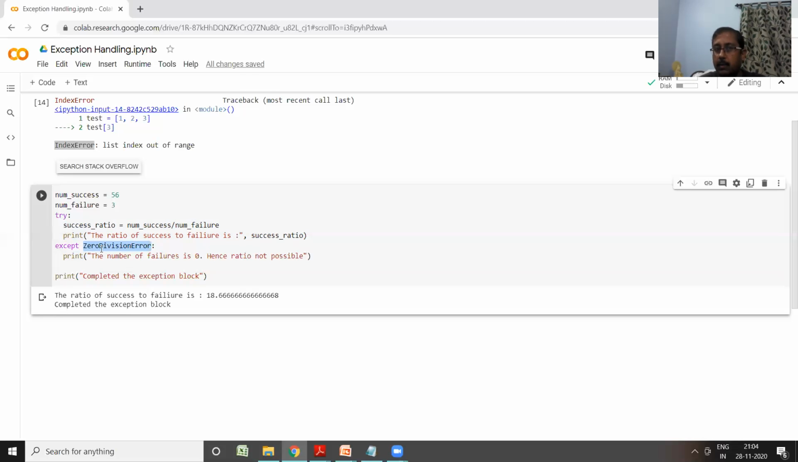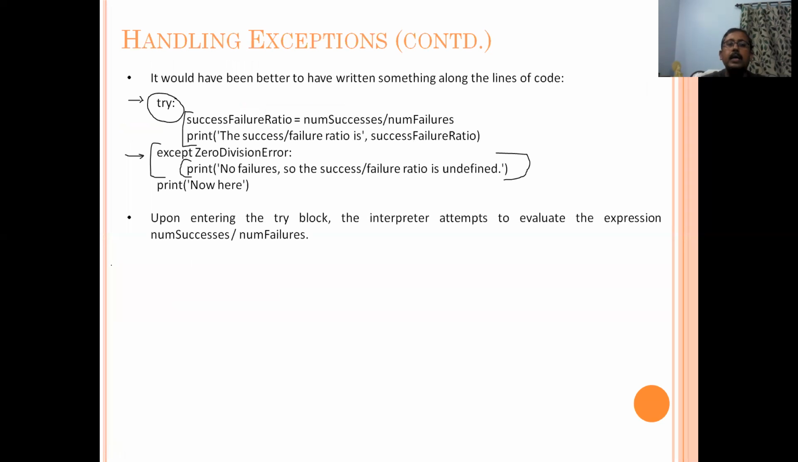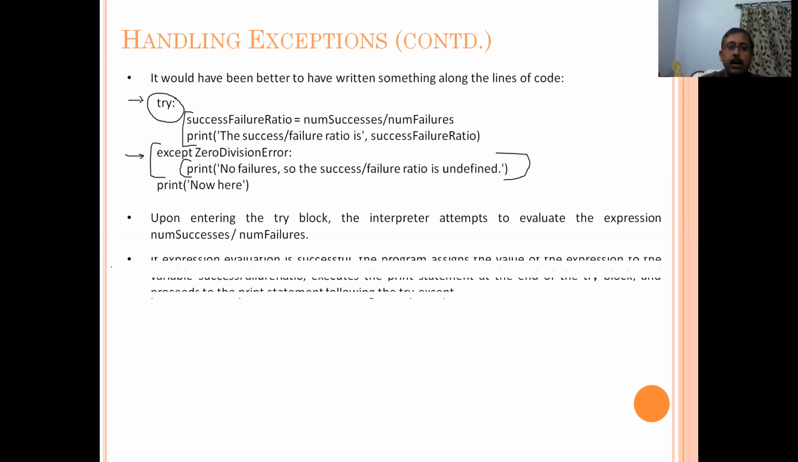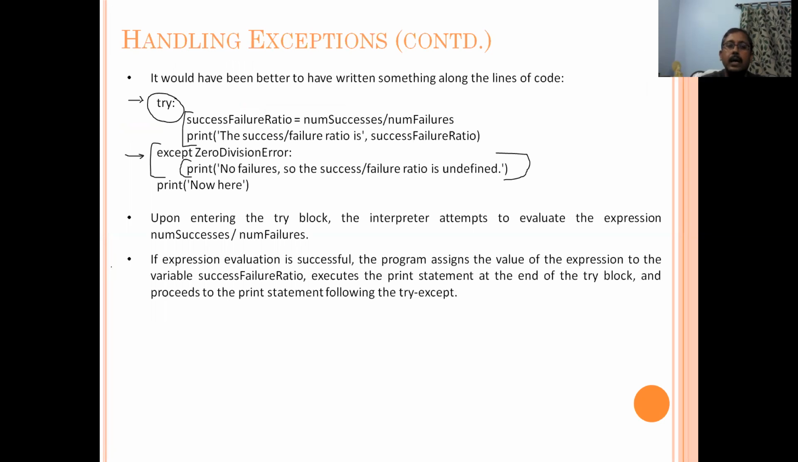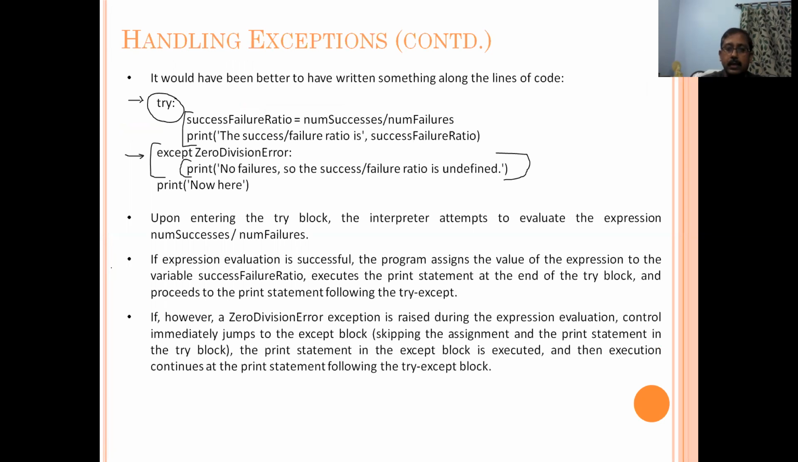There is another option, we'll come to that a little later. For the time being, just understand that you anticipate a particular exception might occur, so you want to handle that and you give the lines of code to handle it, and then you come out of that block. This is how you handle the exceptions, with the try block and the except block. So this is how we handle the exceptions.